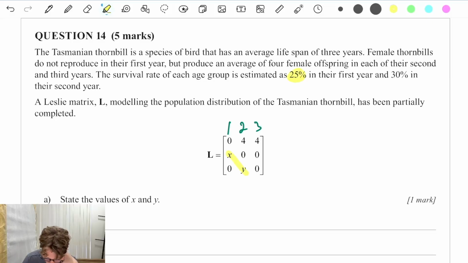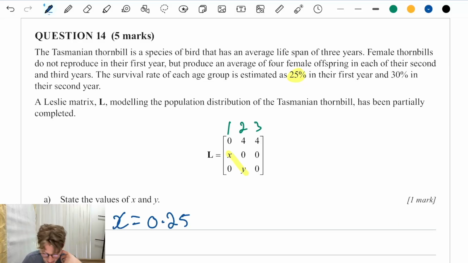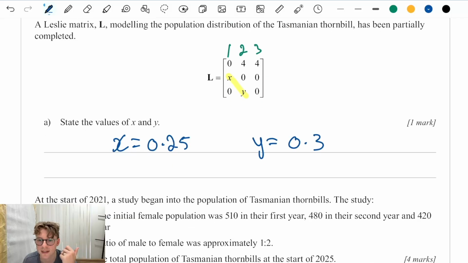My first year is going to be 25%, so X is going to equal, if you make our percentage into a decimal, 0.25 or a quarter, and Y is going to be equal to 0.3. So we've got our values, right? And once we have our values, we have our full Leslie matrix.